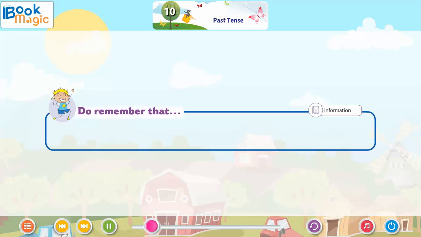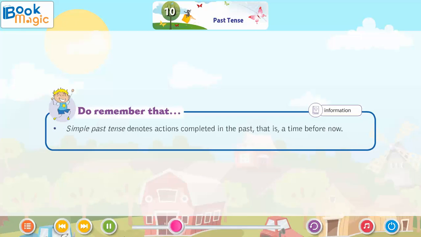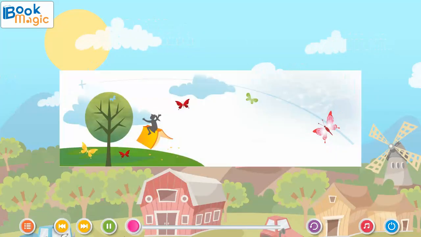Do remember that simple past tense denotes actions completed in the past, that is, a time before now. There are different ways to express past time. Lesson 11.